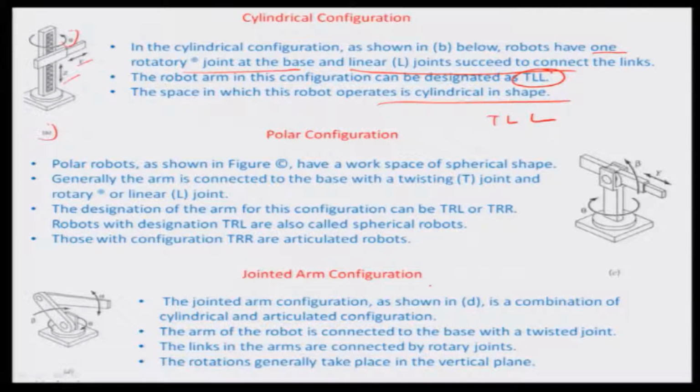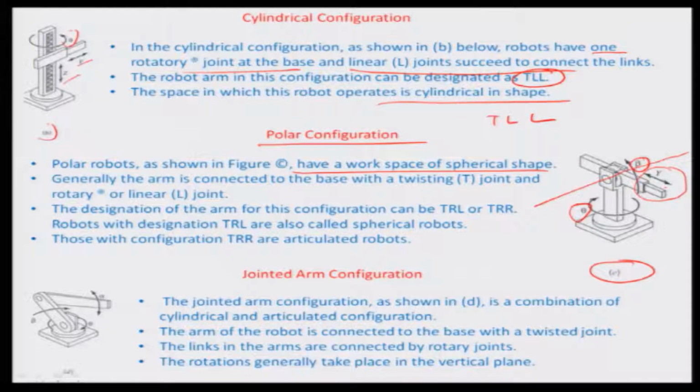We have similarly the polar configuration, as the name suggests, shown in C, where you have a workspace of spherical shape. You have the possibility of moving the lower arm around this axis, twisting the lower arm at an angle theta and rotating the upper arm around this particular axis at an angle beta. Obviously you are covering a sphere, and you also have a linear actuator at the end which makes it possible to change the reach of the robot from one radius to another.